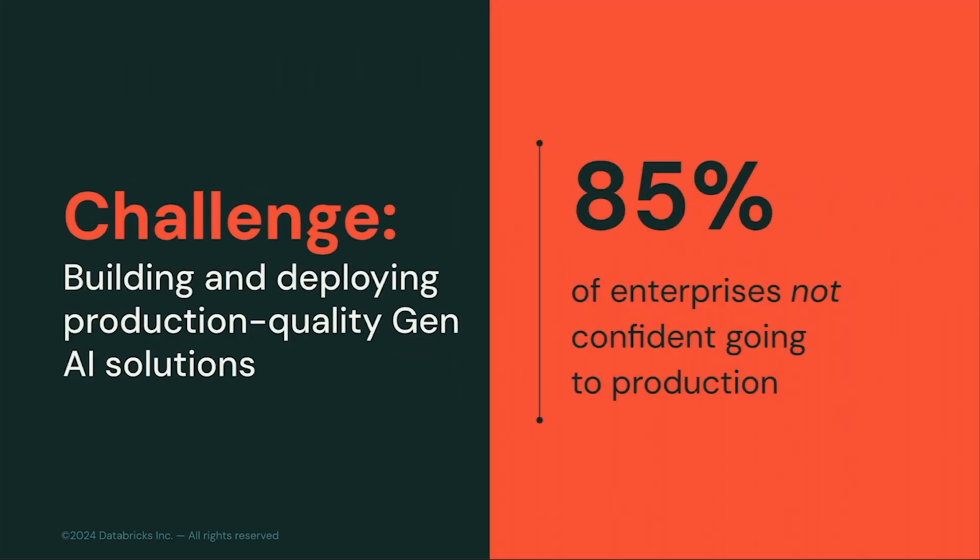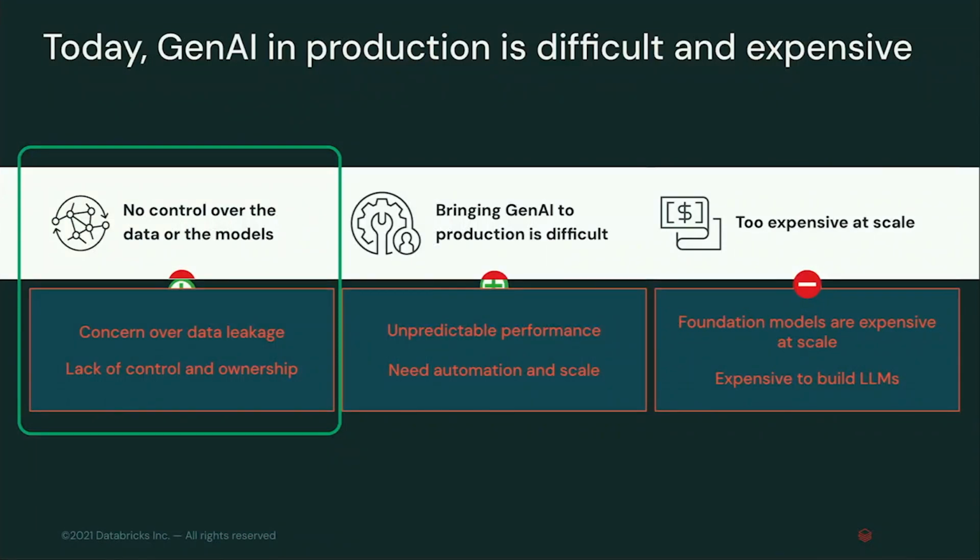But the reality is it's really challenging to build and deploy AI, and you're in this experimental phase, so most organizations are not confident in fully deploying their AI models into production. There are a couple of reasons why, and we're going to focus on the first reason, which is AI security. The three reasons are no control over the data or the models, unpredictable performance, and expense. Today we're going to give you some tools to help with the first reason, AI security, when it comes to data leakage, control and ownership for your models.